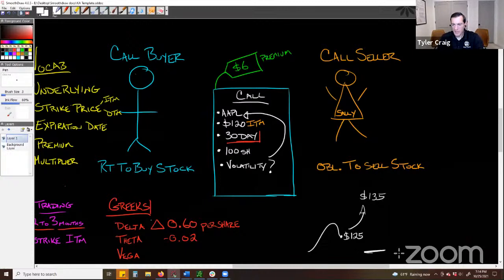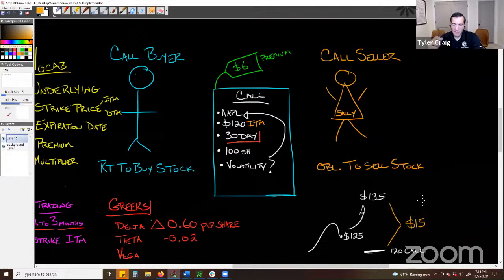Over the next 10 days, Apple goes up to $135. Well, how much do you think having the right to buy it at 120 is worth? I have the right to buy Apple at 120. I got a piece of paper. I got a contract that guarantees it. Sally is obligated to sell me Apple at 120. And now Apple's at 135. I've got a big discount.